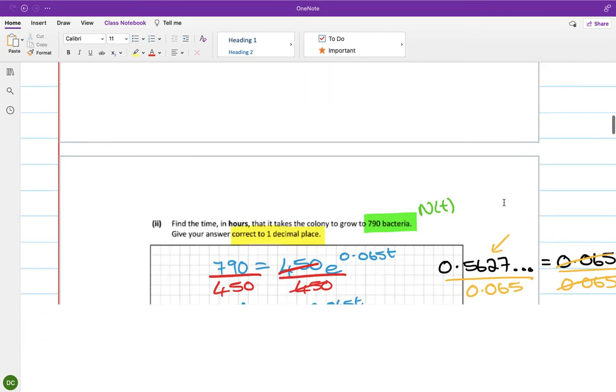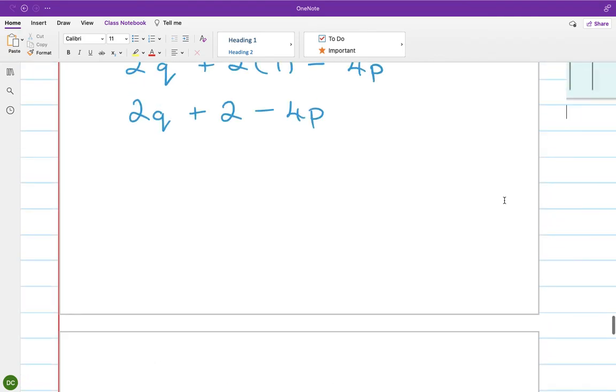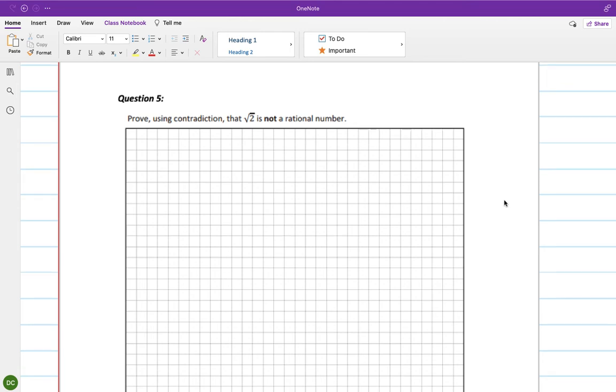And then question 5 was always going to be your proof or construction. So I went with a proof. Prove by contradiction that the square root of 2 is not a rational number. So I'm going to go through this as if I'm in an exam. I've already taught it to you. You have these proofs.